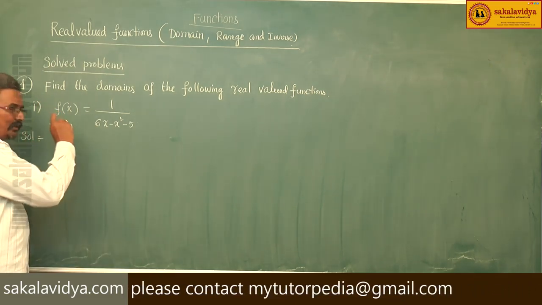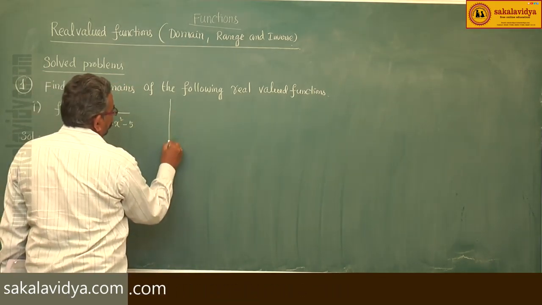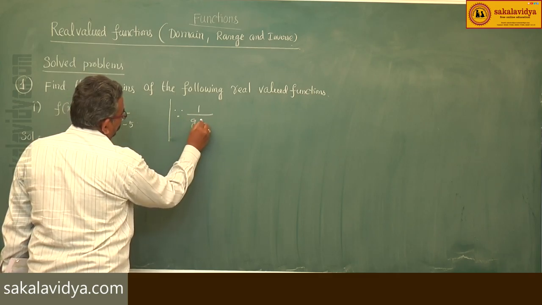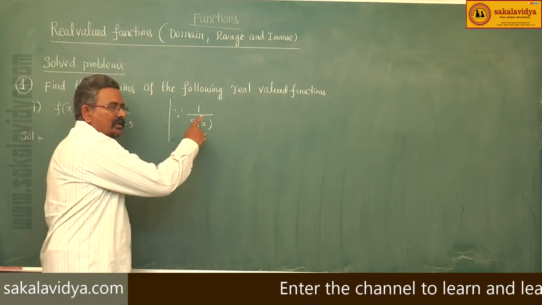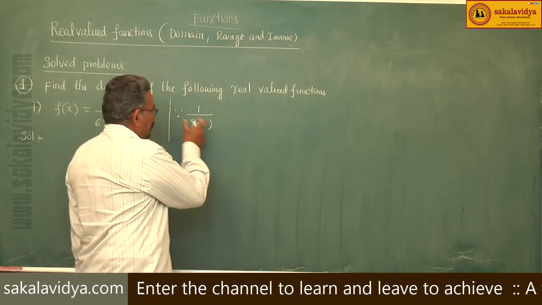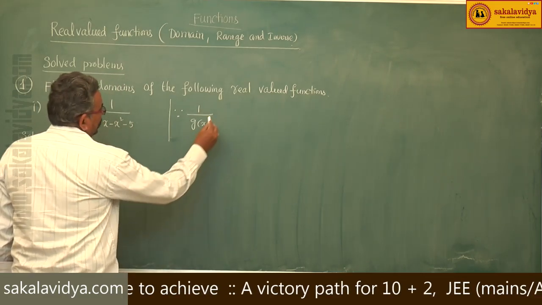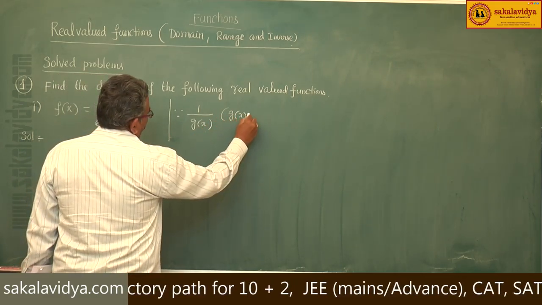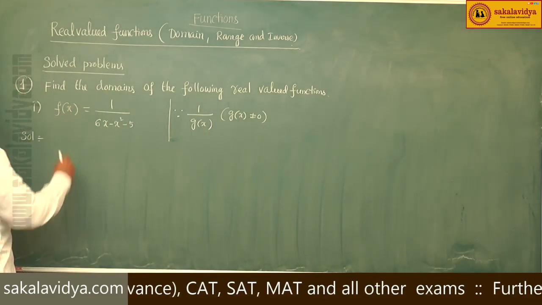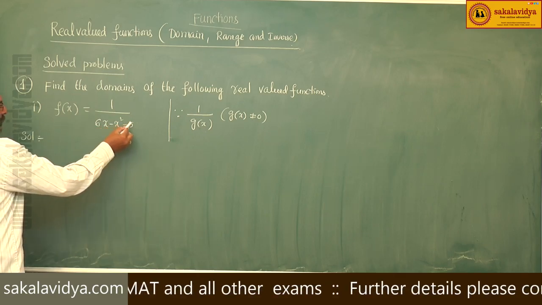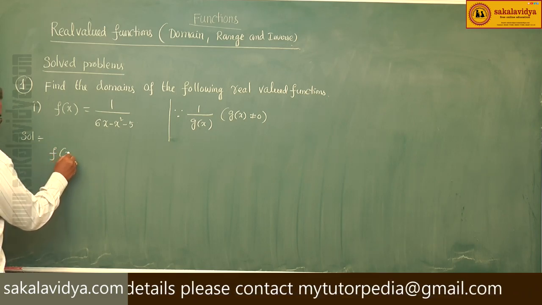In order to find the domain of this function, which is in the form of 1 by g of x, this is defined only when g of x does not equal 0. If g of x is equal to 0, it becomes 1 by 0, and 1 by 0 is not defined. That's why this condition is to be satisfied. So that means f of x is defined when 6x minus x square minus 5 does not equal 0.